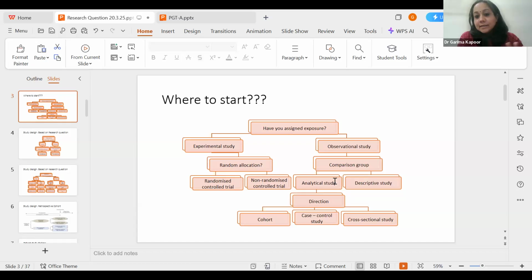So when you're doing an analytical study, it's an observational study where you're comparing two groups, and you can do it in various ways: cohort, case control, and cross-sectional. Only when we are introducing an intervention would a randomized control trial be used. Though we all know the randomized control trial is the pinnacle of evidence and is supposed to be very good quality, what is the problem with RCTs?